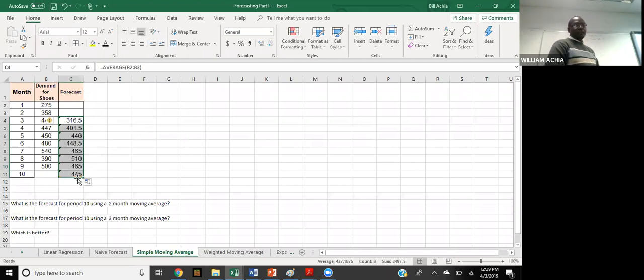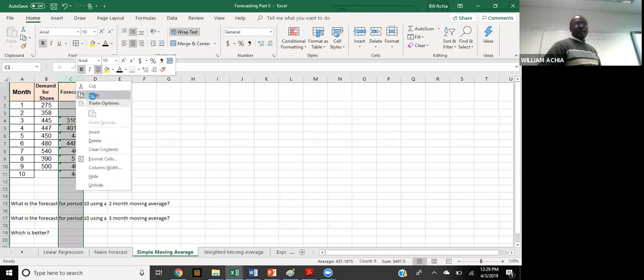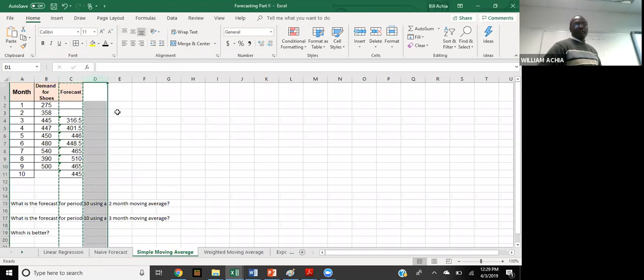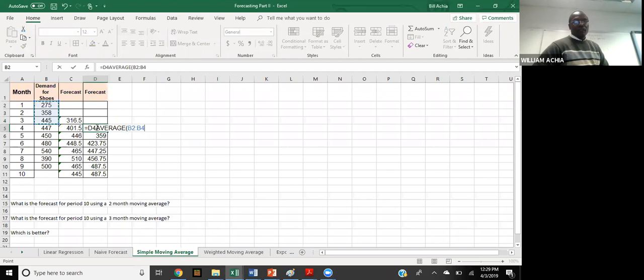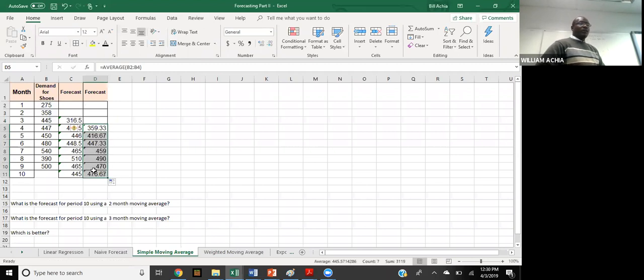The second question we have here is what's the forecast for period 10 using a 3-month moving average? Let's do that by adding a column here. Copy and paste. Since it's a 3-month moving average, the earliest I can get an average would be period 4. That's when I have 3 months' worth of data. So I'll start in period 4 and say that my forecast for period 4 equals the average of periods 1, 2, and 3. Having a 3-month moving average gives us a slightly different figure for the forecast.